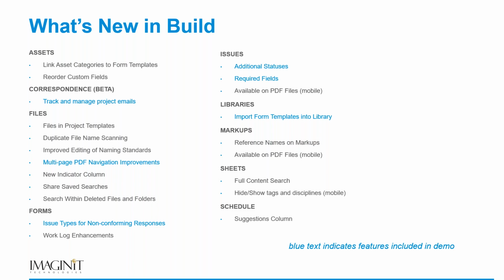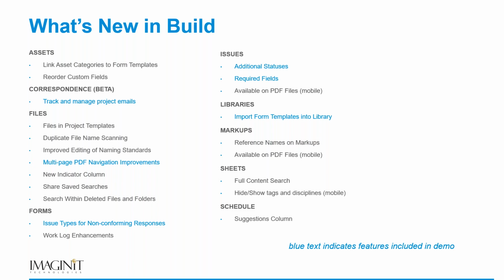In terms of issues, we have additional statuses that they've included. So instead of just having our stock statuses, we have a number of additional statuses outside of pending, in review, closed, open, etc. And we can place issues now in PDFs on mobile, which I know is a big update for the field users of Build.